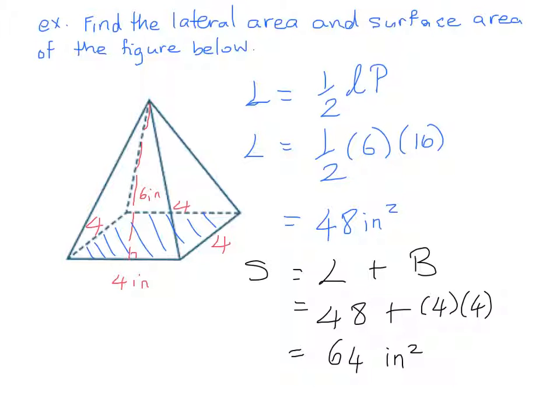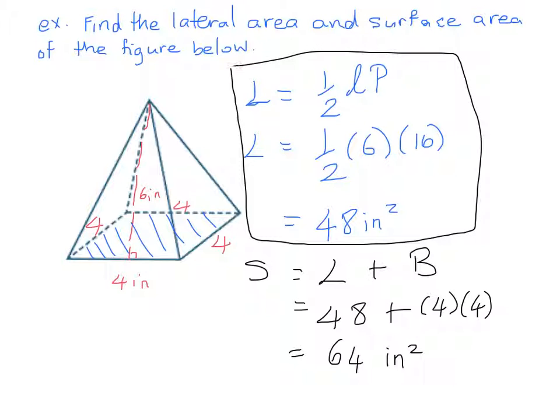Now, if you had a harder example, the first part will always remain the same. The lateral area is just a half LP. But the bottom, if you had to figure out the area of a hexagon or an octagon or some other figure, then you'd have to use the area of a regular polygon formula. And that's the only way in which this can vary.